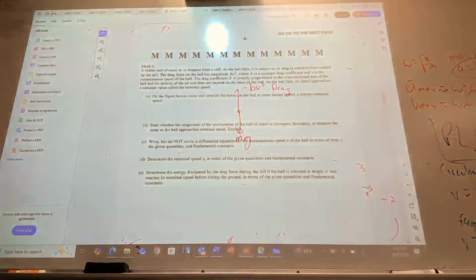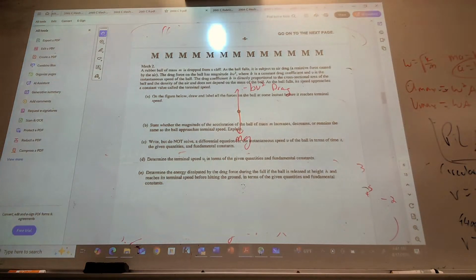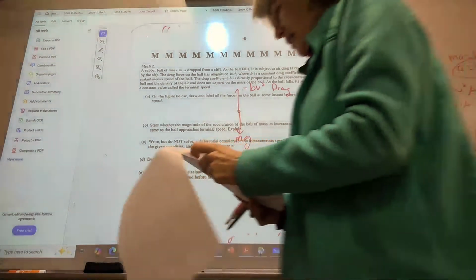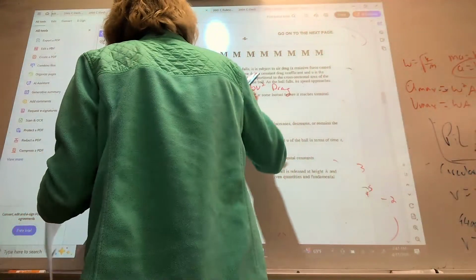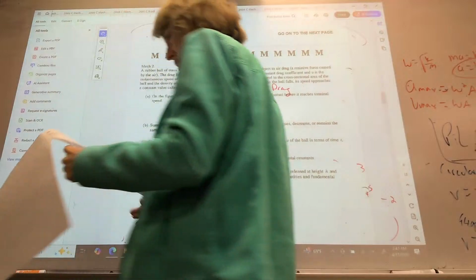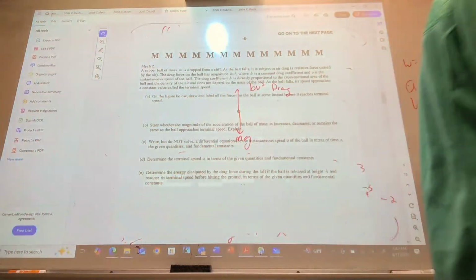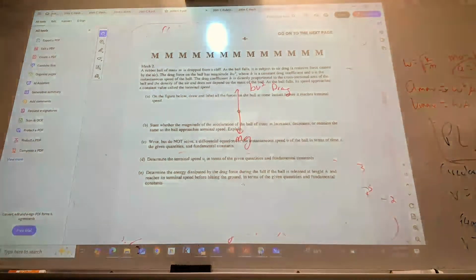Does it matter which one you put? Well, they told us that the drag force was negative, supposedly. But in theory, you don't have to put in the negative at that point. They gave you the magnitude, you could just write the magnitude, as long as you're showing that it's going in the opposite direction.